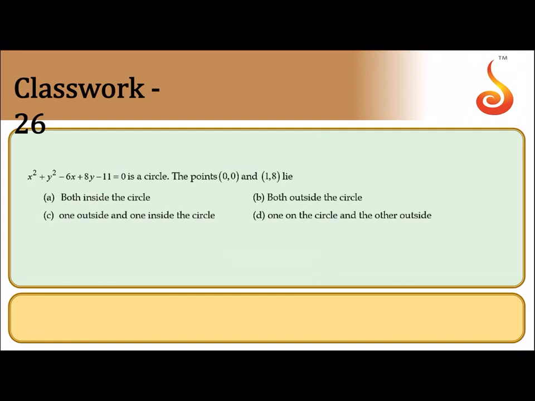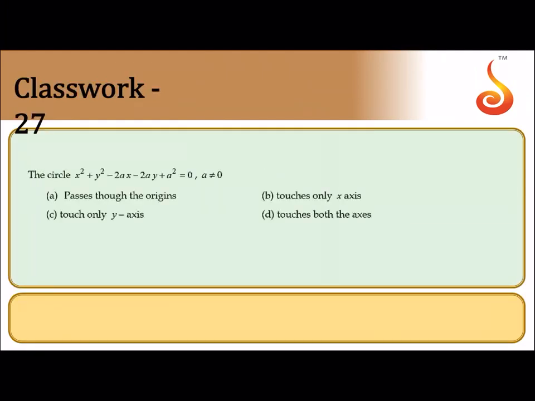26. This is the circle, then this point and this point both lie outside the circle. Simple concept. S11 greater than 0, outside. S11 is equal to 0, on the circle. S11 less than 0, inside the circle. We did a similar question. So one is outside, one is inside. Option C is correct. You can try this simple question on your own. Same concept. So option C is correct.